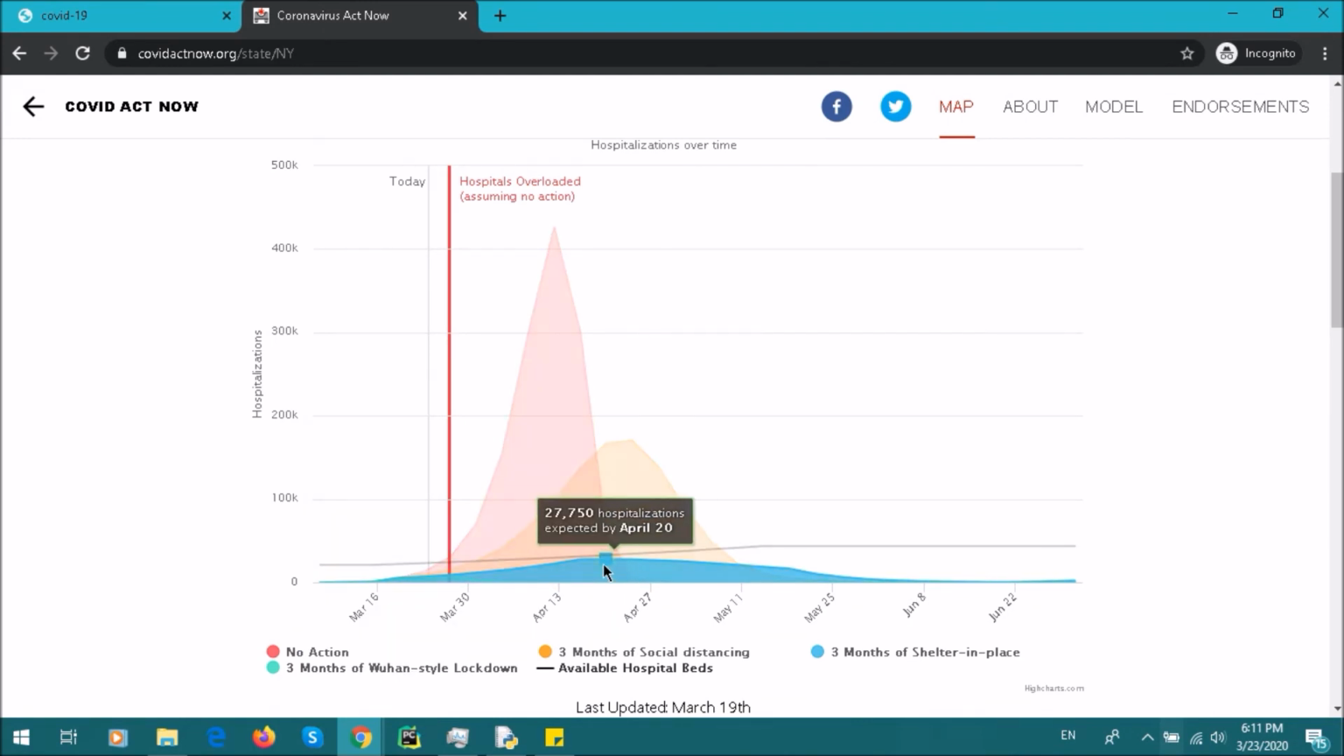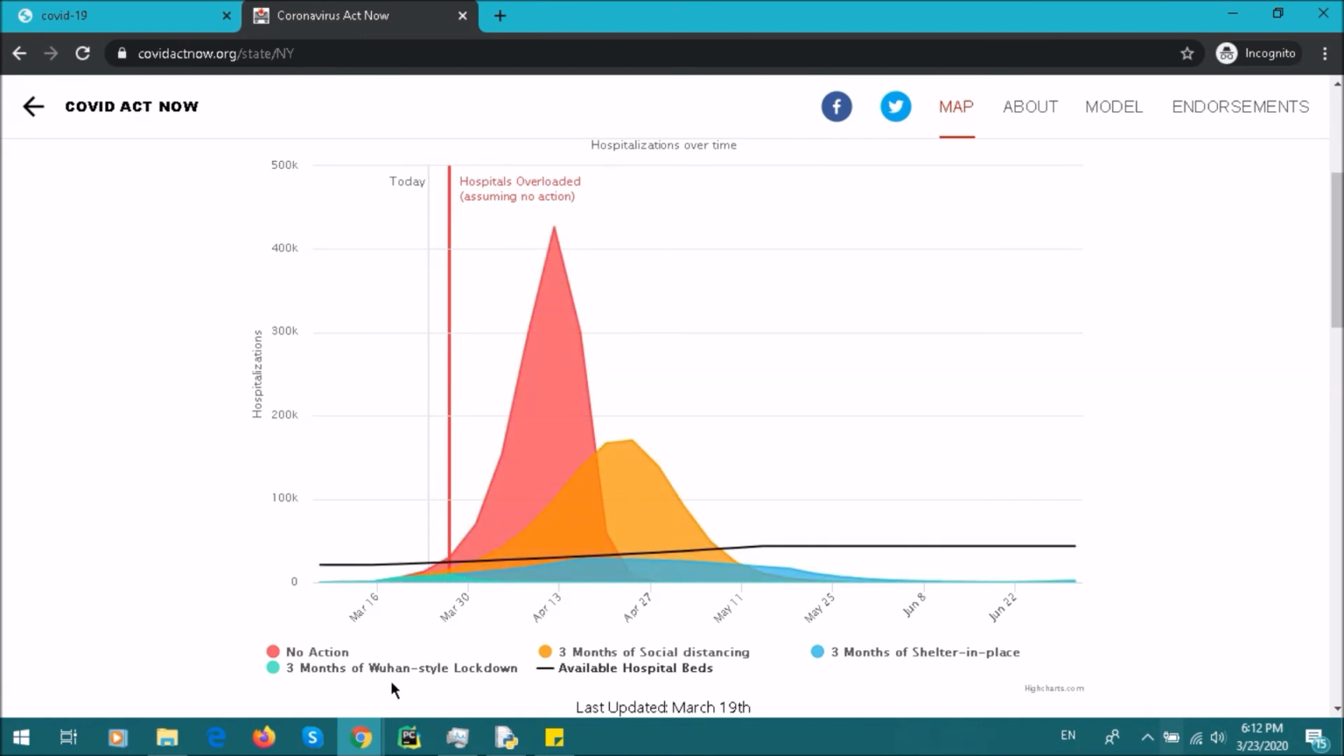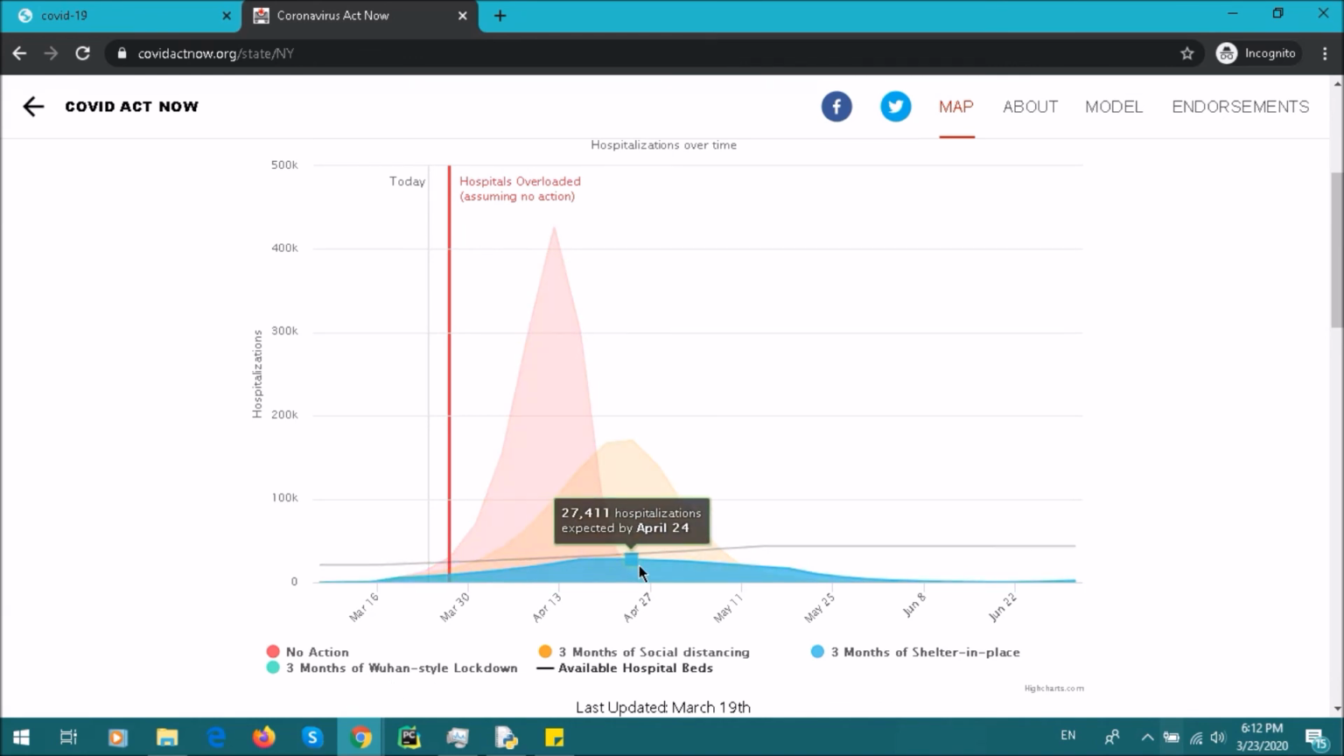And another action we could have taken is the 3 months of shelter in place or the Wuhan style lockdown. What China did in Wuhan was that they were able to shut everything down in time and be able to treat the patients in a timely manner. And with that action, they were able to flatten the curve effectively and not overwhelm the health services with that.